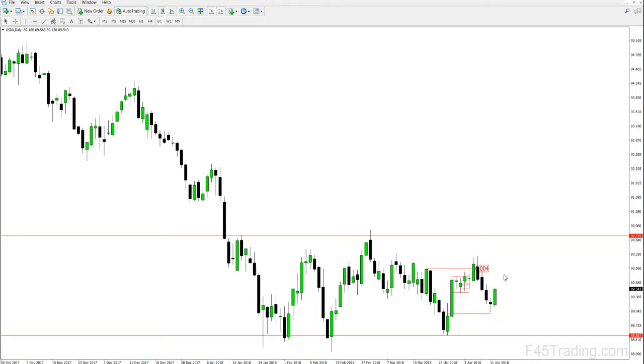Saw a nice bounce. Honestly, I don't know if we're going to continue higher. So you see up in here, price. Let me get rid of some of this stuff here. One second. A whole bunch of shrapnel on the chart here. Clean this up for you guys a bit.